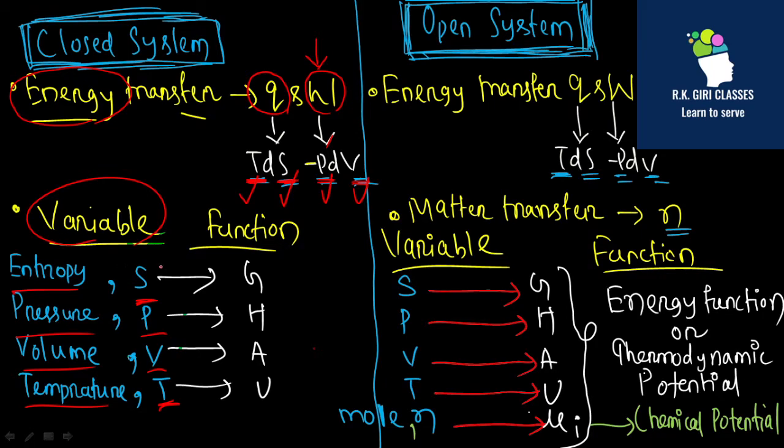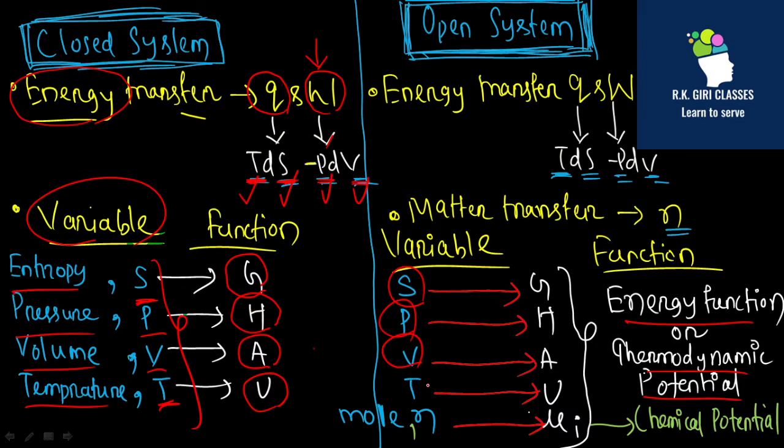And corresponding to these variables you have Gibbs free energy, enthalpy, Helmholtz free energy, and internal energy, your corresponding energy functions and thermodynamic potentials. Both are the same in case of closed system and open system, because open system is related to energy transfer, that is the same Q and W. But here in open system, the extra thing is matter transfer, that means matter related to your amount, in terms of number of moles, and corresponding to this number of moles the thermodynamic potential or energy function is the chemical potential.